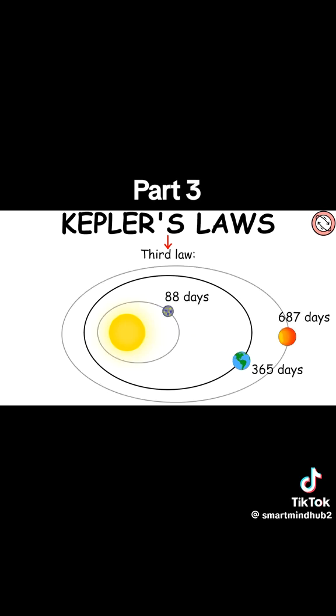The third law states that the squares of the orbital periods of the planets are directly proportional to the cubes of the semi-major axes of their orbits. This implies that the period for a planet to orbit the Sun increases rapidly with the radius of its orbit.